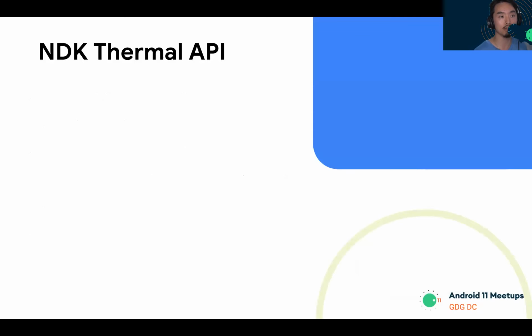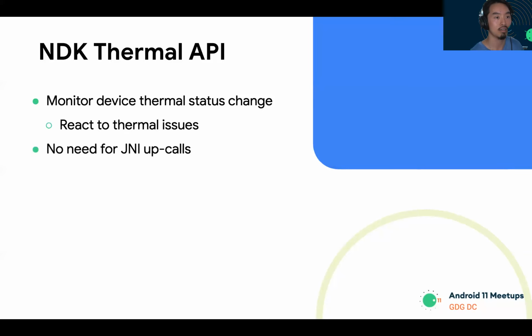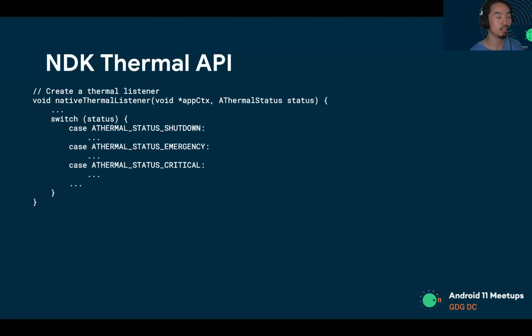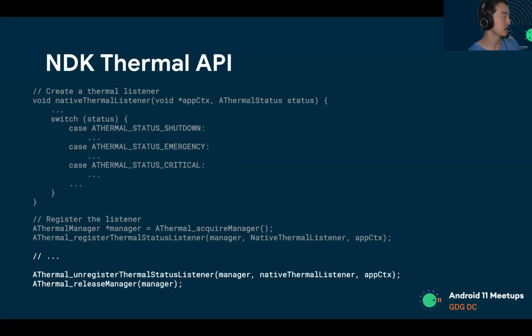Next up, there's a new thermal API in the NDK. This will give you more information about the system and the heat levels, and so you can respond to it accordingly. And there's no need to go through JNI up to the Android SDK just to get this information anymore. And this is also pretty straightforward. You just create a thermal listener. You can listen on events like shutdown, emergency, critical, register the listener, and react to it accordingly. And since we're dealing with native here, don't forget to unregister and release it when you're done.